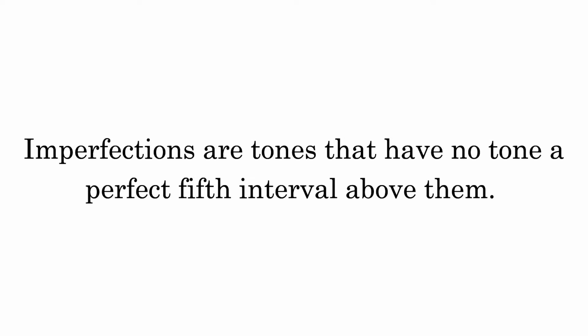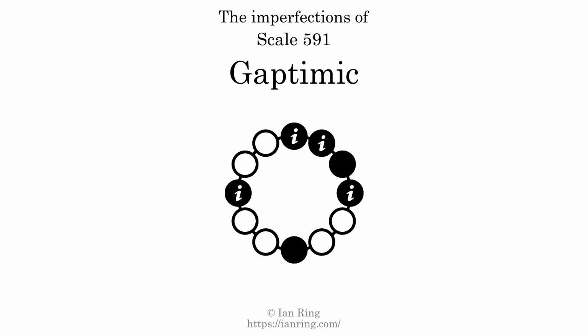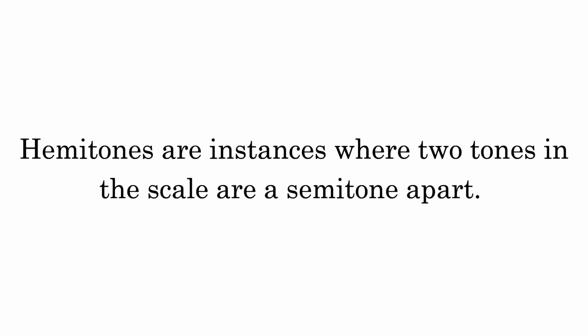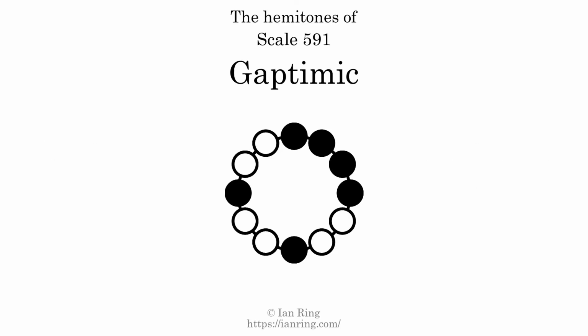Imperfections are tones that have no tone a perfect fifth interval above them. This scale has 4 imperfections. They are at positions here, here, here, and here. Hemitones are instances where 2 tones in the scale are a semitone apart. This scale has 3 hemitones. They are at positions here, here, and here.